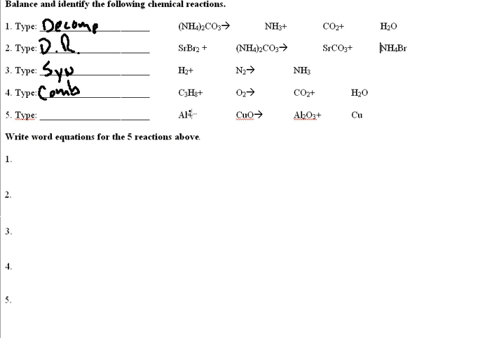And then lastly, it looks like we've got an element plus a compound gives a different compound and a new element. This looks like a typical single replacement reaction. Looks like our metals have swapped places. Aluminum has kicked out copper. Now aluminum's hanging out with the oxygen. Copper's all by its lonesome over here. So let's take a couple minutes to balance these.